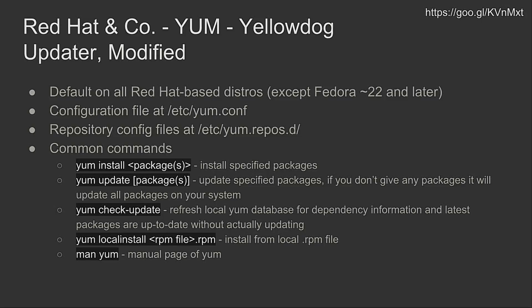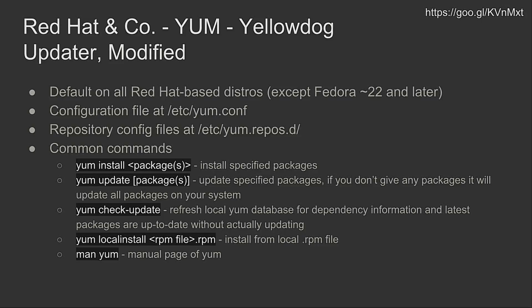Red Hat, you have Yum or Yellow Dog Updater Modified. Don't ask me why that's a name. I don't know. It's the default on all Red Hat-based distros, like I said. Config file lives at /etc/yum.conf. It triggers me so much that it doesn't live in a yum directory. Repository config files, so the servers that you're going to go pull software from, live at /etc/yum.repos.d.